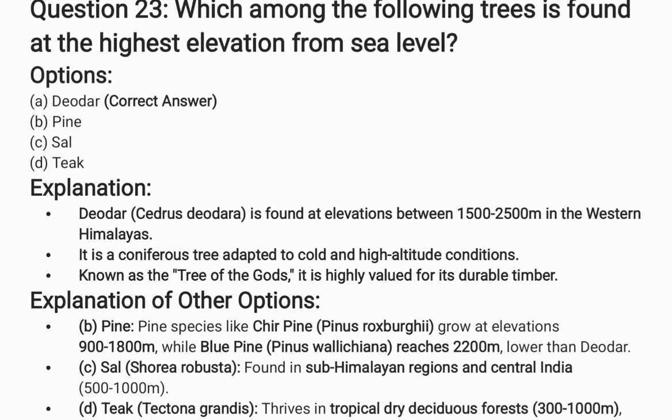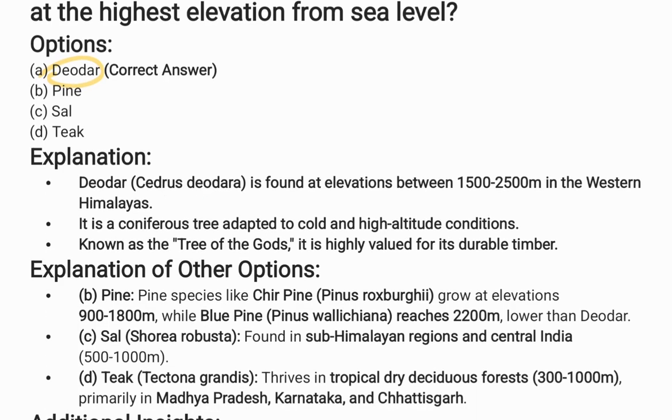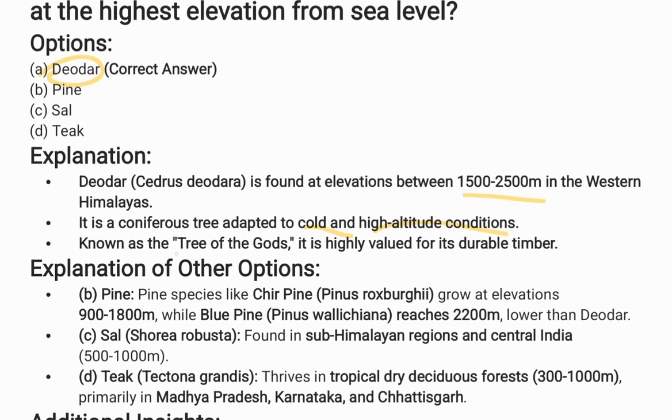Which among the following trees is found at highest elevation from sea level? Pine, sal, teak. Deodar is found at the highest elevation, between 1500 to 2500 meters in western Himalayas. It is a coniferous tree adapted to cold and high altitude conditions, known as tree of the gods.